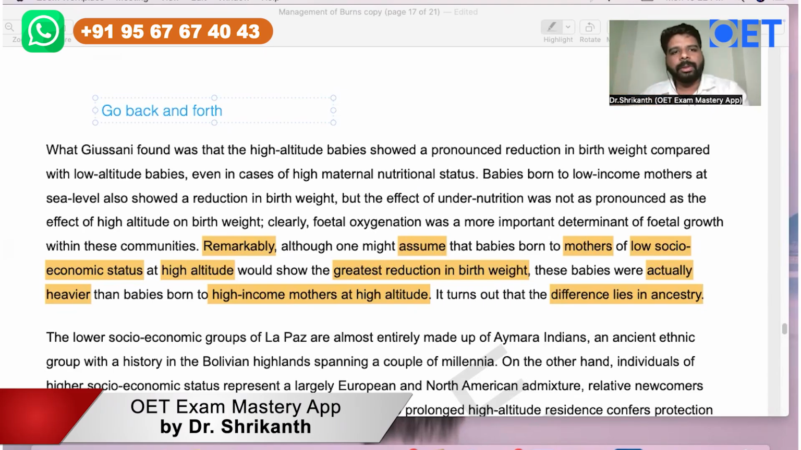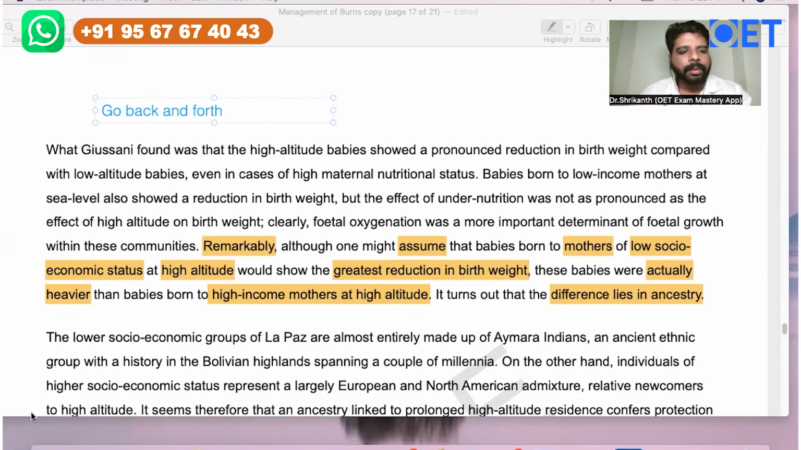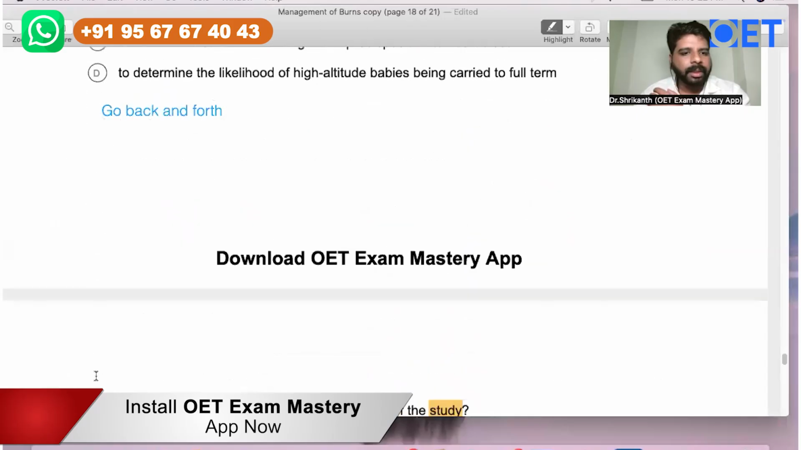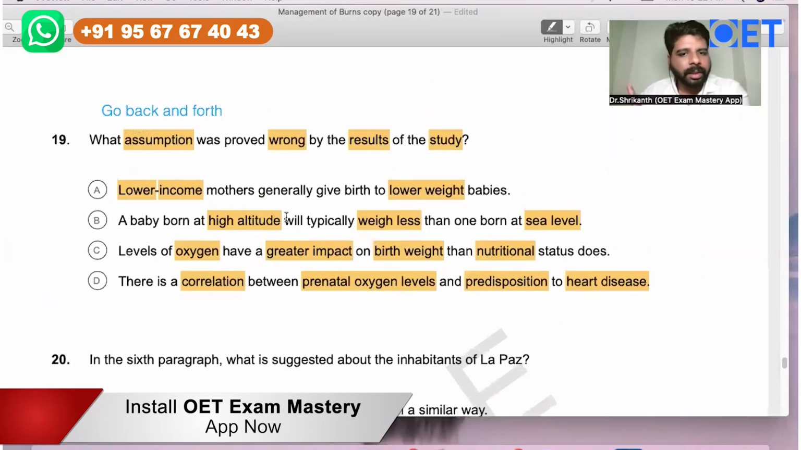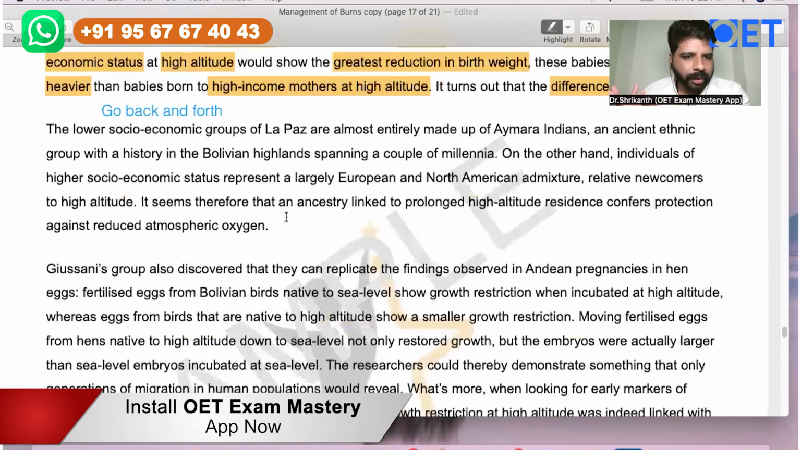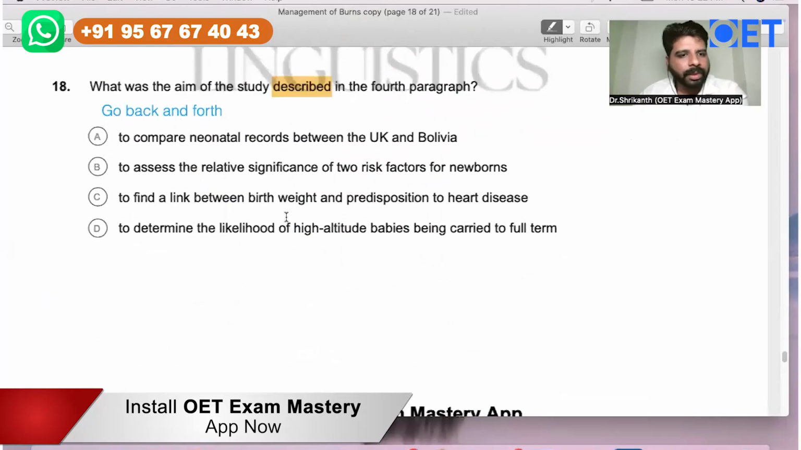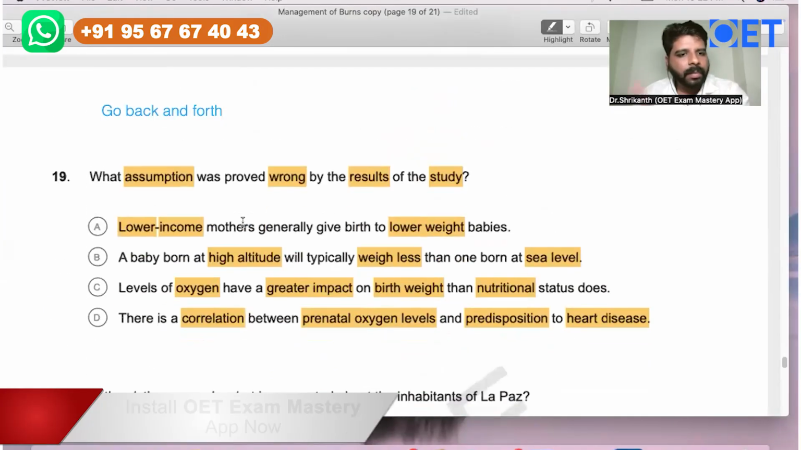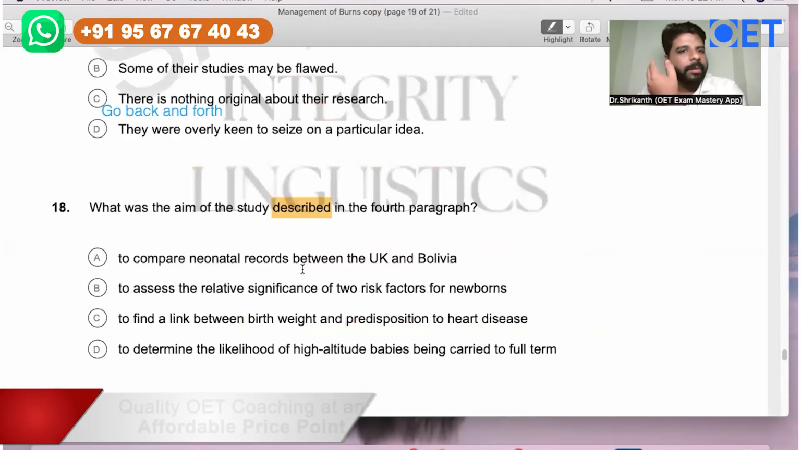Once again, go to answer option B, right? You read answer option B. Okay, so let's see, lower income mothers generally give birth to, and then you come over here to the passage, and then once again you go to answer option B. You read only answer option B, and once again you go over here.